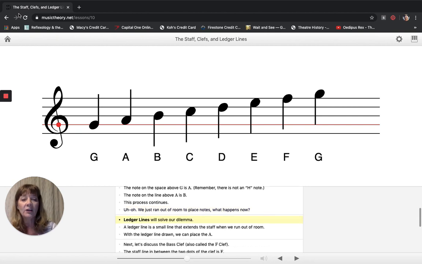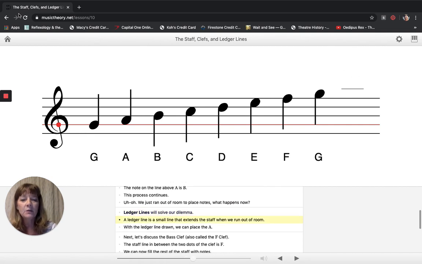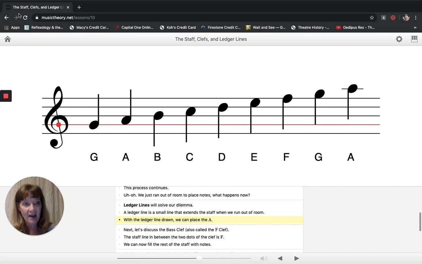We have what's called a ledger line. This ledger line will solve the problem of running out of space on the staff. It's a small line that extends the staff and allows the notes to continue to go up without having to draw more lines to create a bigger staff, right? So the next note above that G would be A.